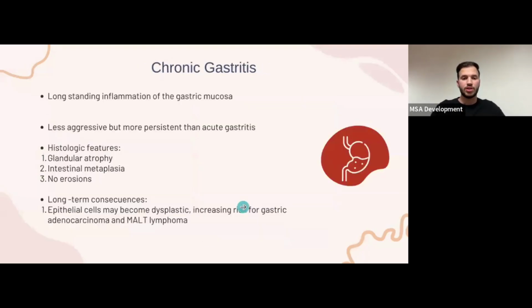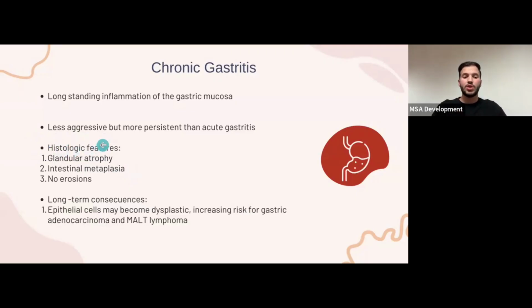Now, for chronic gastritis, from its name, it's chronic, so it's more persistent than acute gastritis. However, it's less aggressive. How does it present histologically? First of all, we have glandular atrophy, intestinal metaplasia, and we don't have erosions in chronic gastritis. Guys, this is very important, and this is what distinguishes chronic gastritis from acute gastritis.